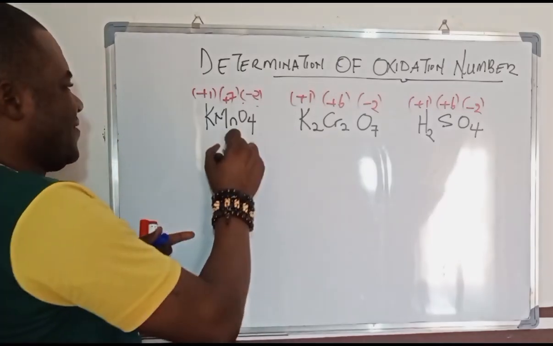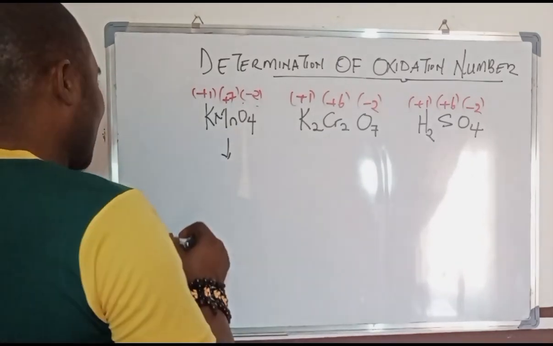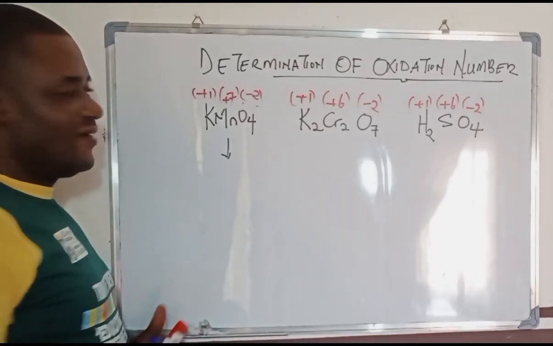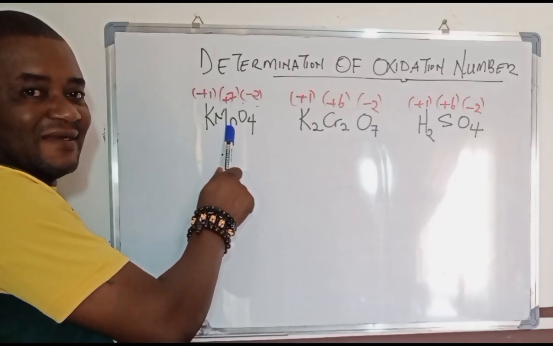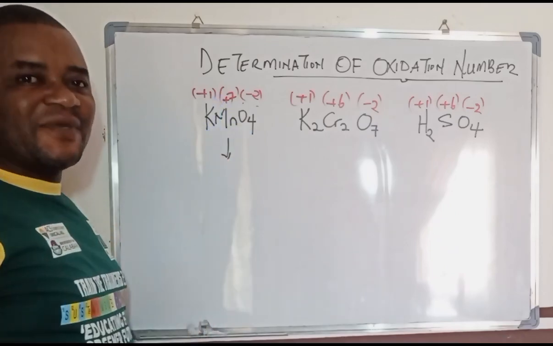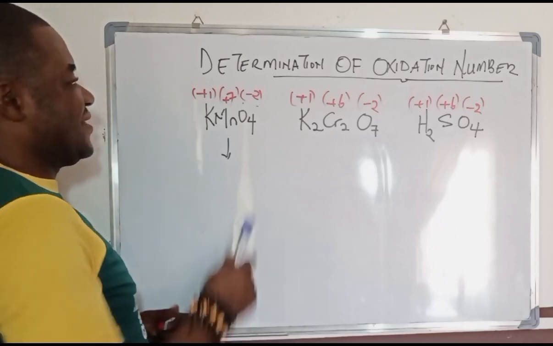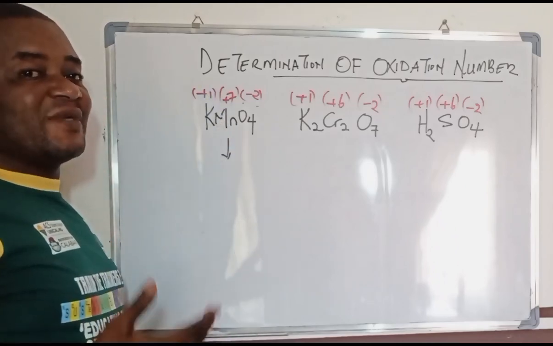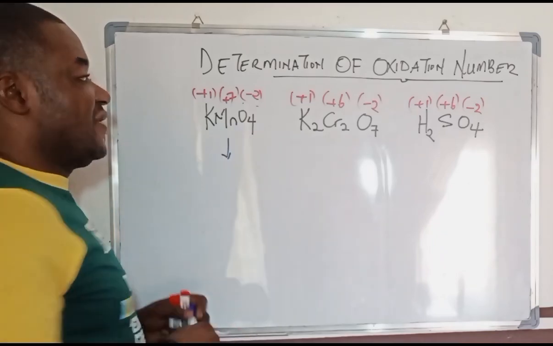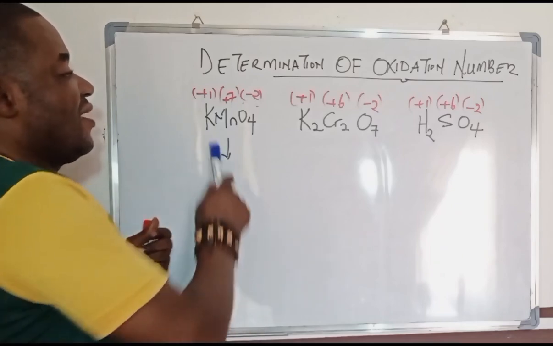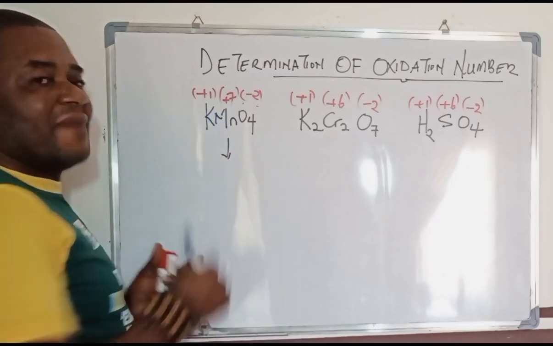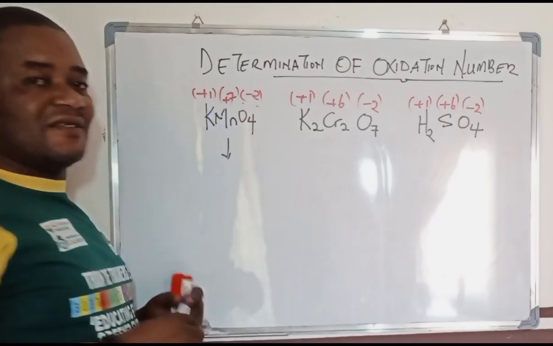Okay, now let's look at this first. Here the question is simple. Determine the oxidation number of manganese in potassium tetraoxomanganate 7. You may not be given the name as I'm saying, potassium tetraoxomanganate 7. You may just be given the molecular formula in this way, and you are asked to look for the oxidation number of this manganese, the oxidation state of manganese in this compound.